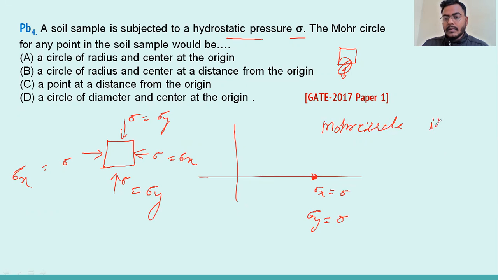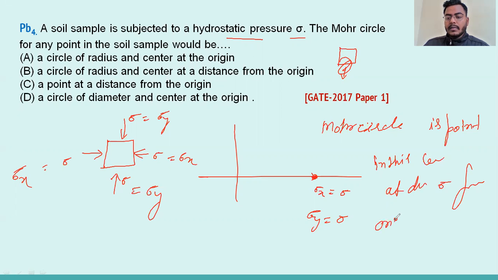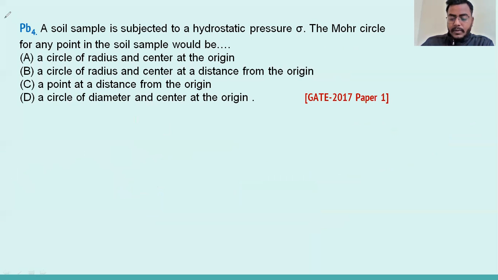is a point in this case at a distance sigma from the origin. Now we can check the options. A circle of radius and center at the origin, no. A circle of radius with center at a distance from the origin, no. A point at a distance from the origin, so option C is correct. A circle of diameter, no. So you can see option C is correct. Let's go for the next question that we have.